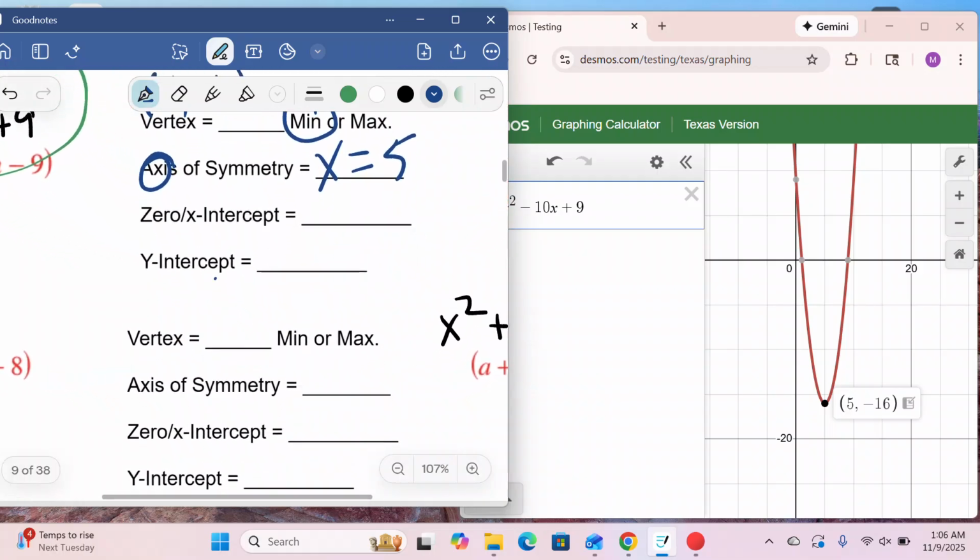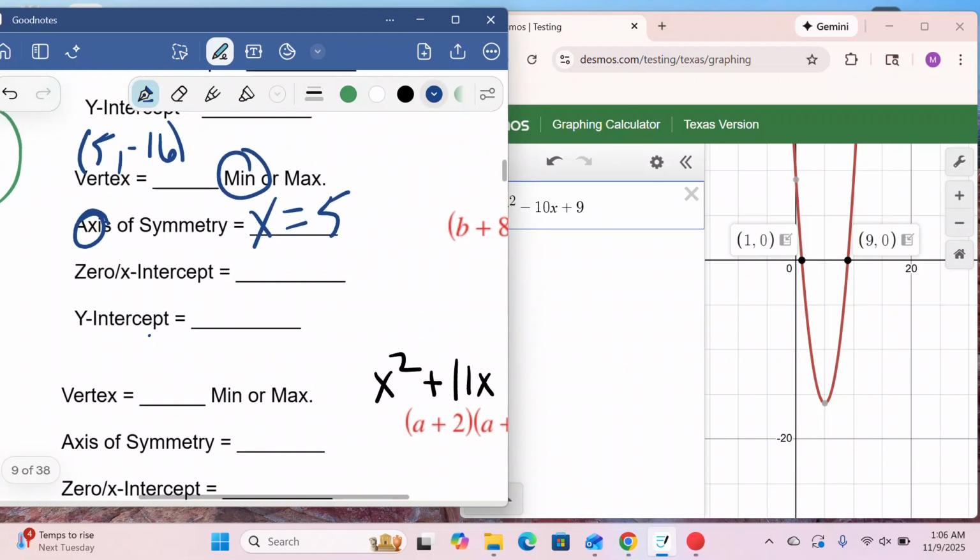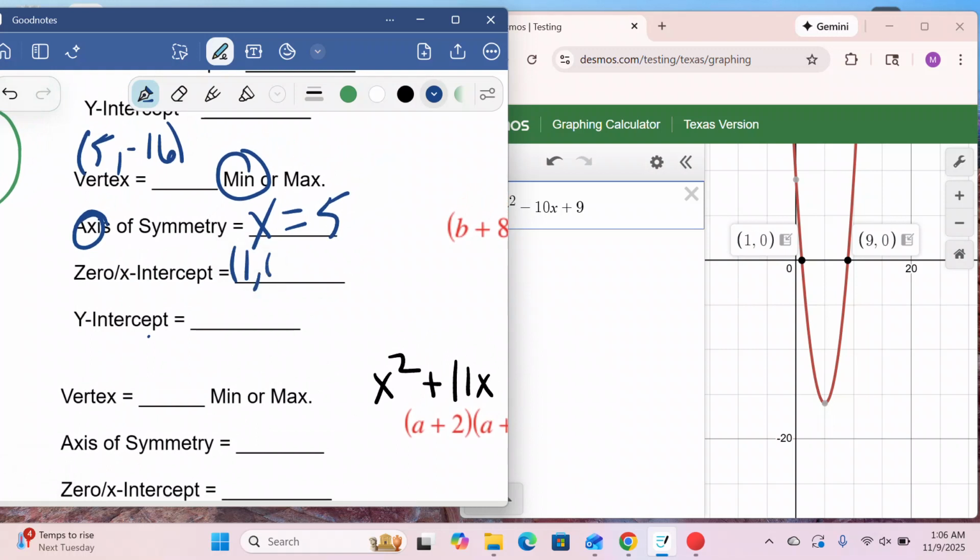Then after that, I'm going to find my zeros and my x-intercepts. Just by looking at the graph, I can see that it has two zeros. It's got a zero at 9 comma 0 and it's got a zero at 1 comma 0. So those are my two answers. I'm going to put 1 comma 0 and 9 comma 0 as my x-intercepts. If I want to find my zeros, it's okay to say 1 and 9 are my zeros.